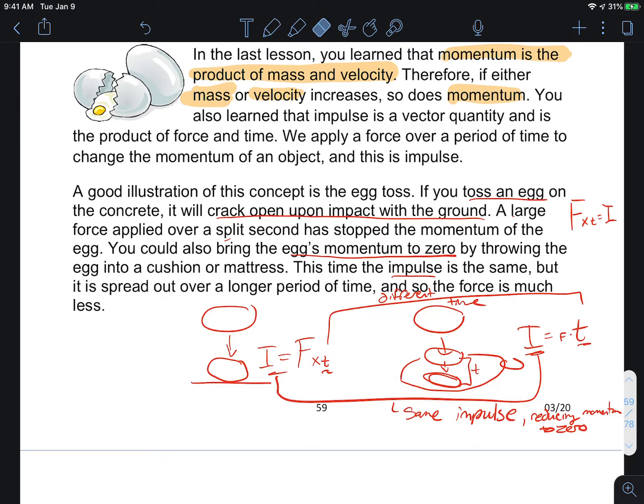And so this can be a little bit of a tricky concept. This is because we don't really think about the time component when we are thinking.